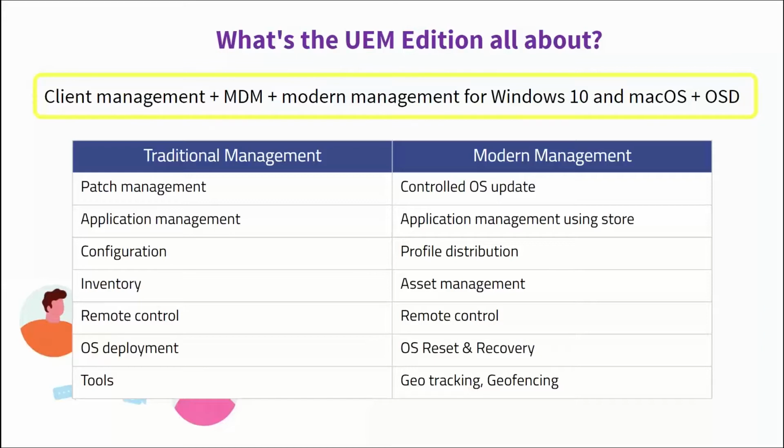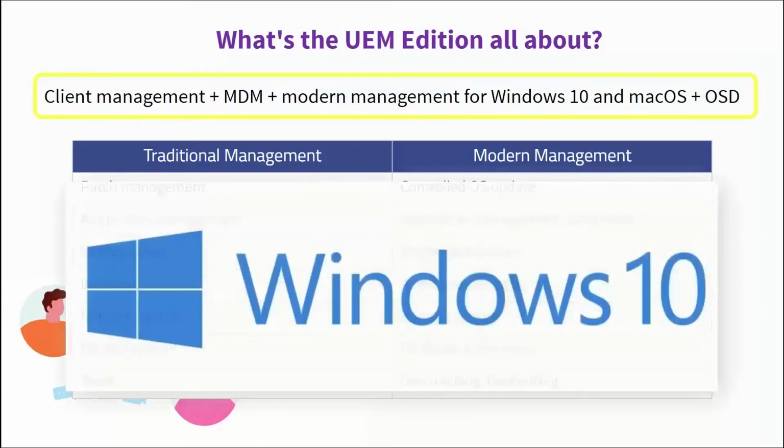Can you guess the popular operating system when I say modern operating system? Yes, you are correct. If you're thinking about Windows 10, yes, Windows 10 is a classic example in which we can manage both traditional and modern management. Desktop Central can manage both worlds, traditional and modern, from a single console.